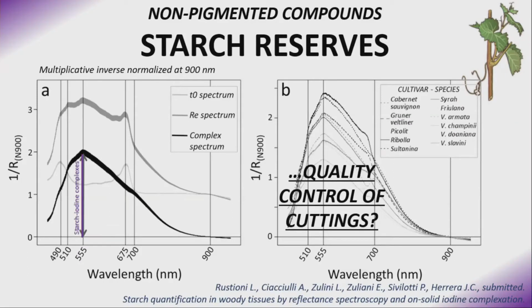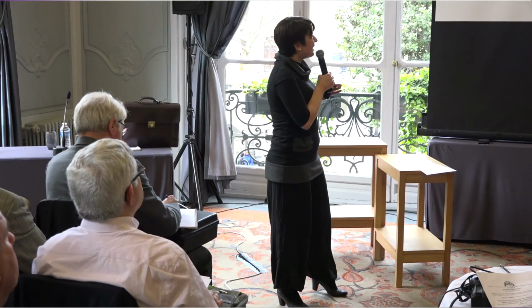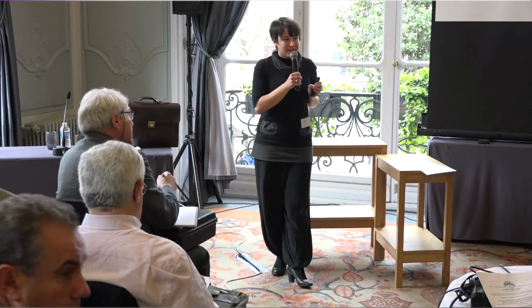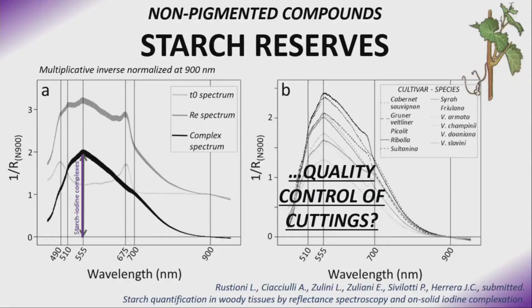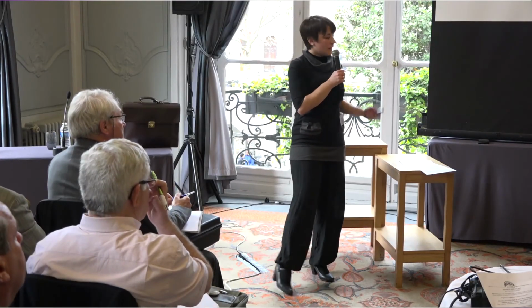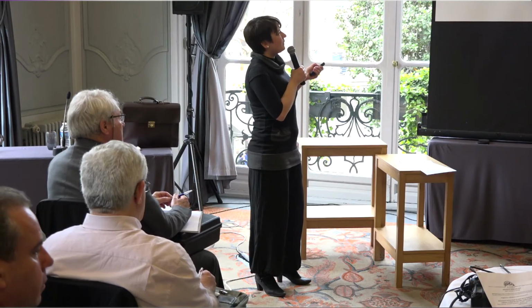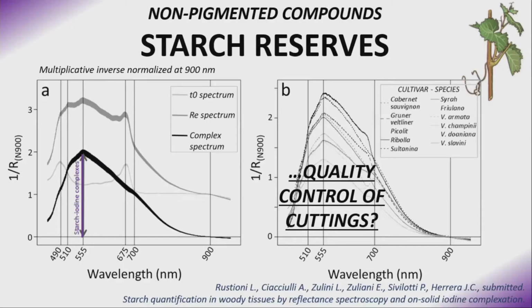Another index that we just finished developing, submitted but the paper is not published yet, is related to starch quantification, because starch is really important as a reserve in the woody tissue, and it is important both for drought tolerance and frost tolerance. We made a reaction with iodine. The light gray is the spectrum of the tissue before the coloration, the dark gray is after coloration, and this is the difference, the spectrum due to the reaction.